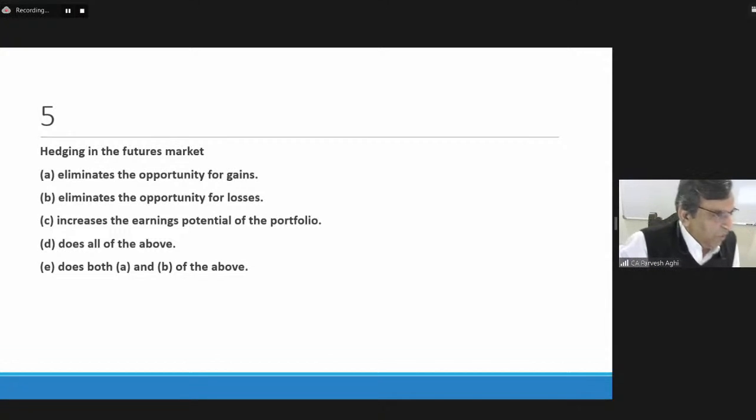Okay, Sumit, you're right. Sumit, you only asked this question. Remember, you asked a question which is relevant to MCQ number 5. Hedging in the futures market eliminates the opportunity for gains, eliminates the opportunity for losses, increases the earning potential of the portfolio, does all of the above, does both A and B of the above. So what should be the answer? Please think.